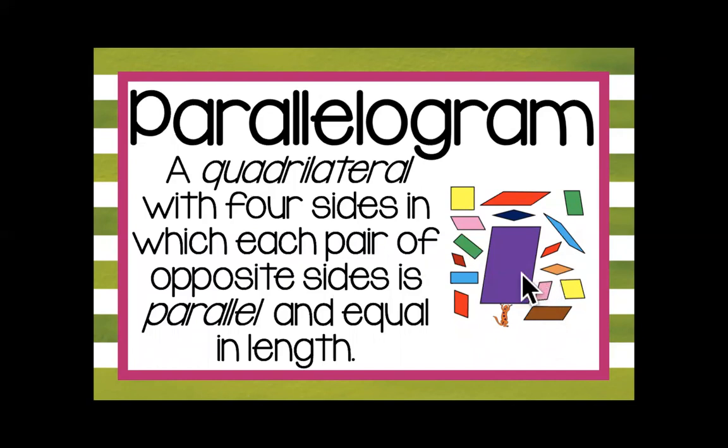So let's use this big rectangle as an example. The top and bottom are the same length, and they're also parallel. That means they won't ever get closer together or further apart. They will always stay the same distance apart. So that's one set of parallel lines. But then also the side to side, the left and right, are also parallel. They are also the same length or size, and they won't get closer together or further apart if you were to extend the lines.